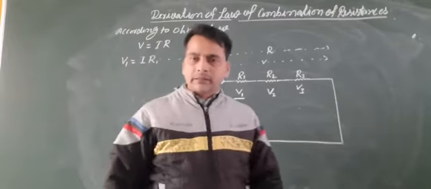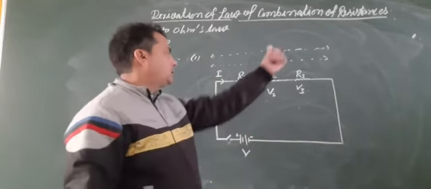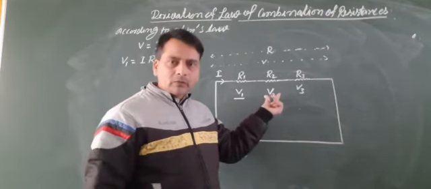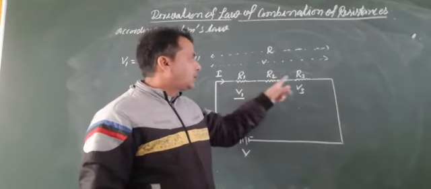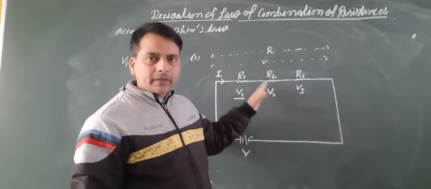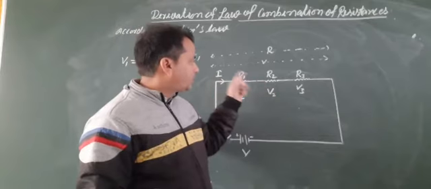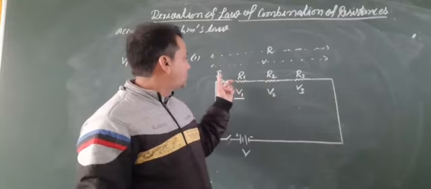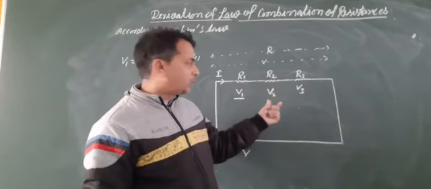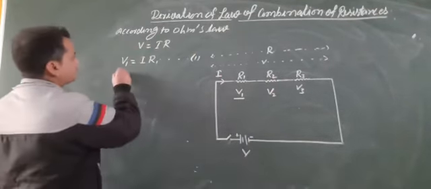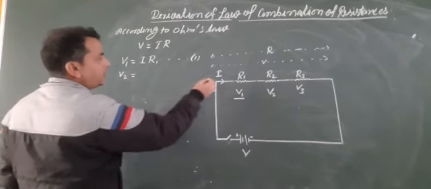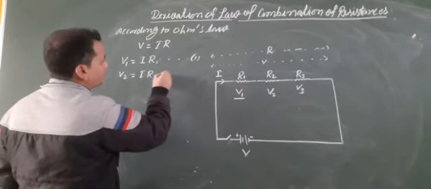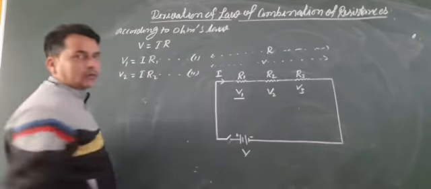Next resistor is R2, with potential difference V2. Since R1, R2, R3 are in series combination, the current will be the same. So the potential difference on resistor R2, V2, equals the net current I into R2. That is the second equation: V2 equals I into R2.